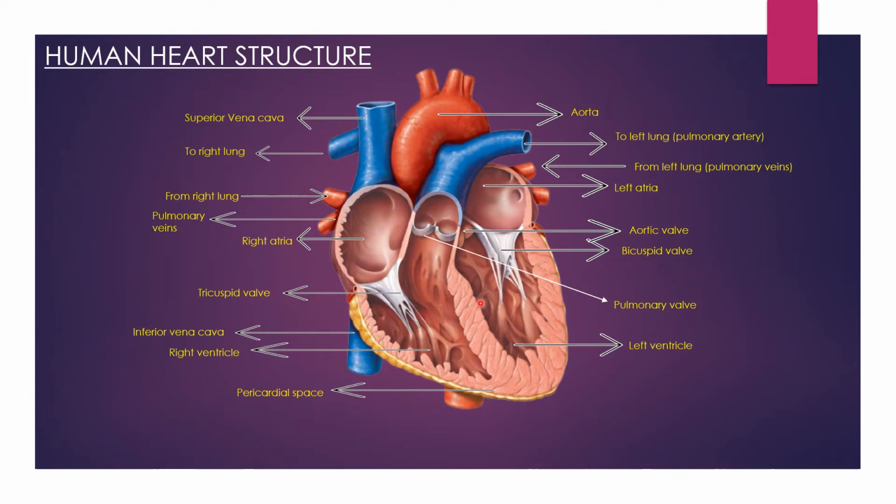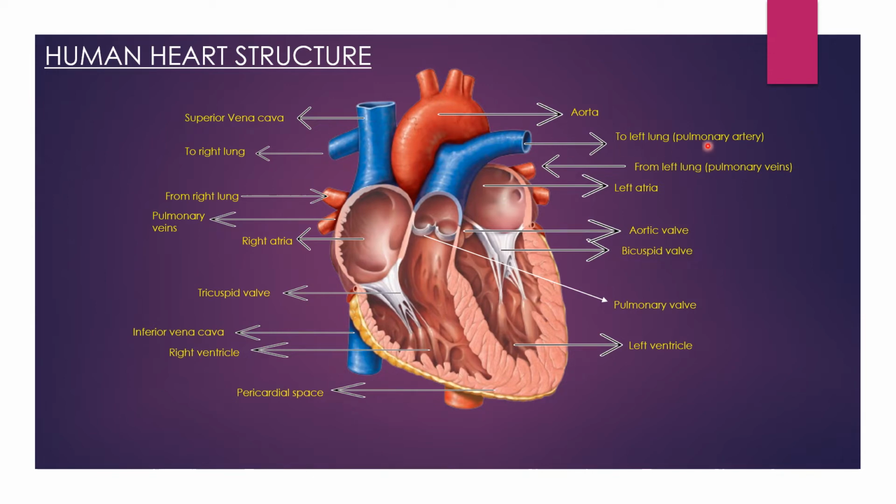Now we will see the functions of the right atrium, right ventricle, left atrium and left ventricle. The right atrium receives oxygen-poor blood from the body. The right ventricle pumps oxygen-poor blood to the lungs. The left atrium receives oxygen-rich blood from the lungs. The left ventricle pumps oxygen-rich blood to the body through the aorta.